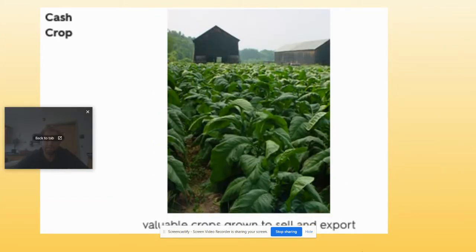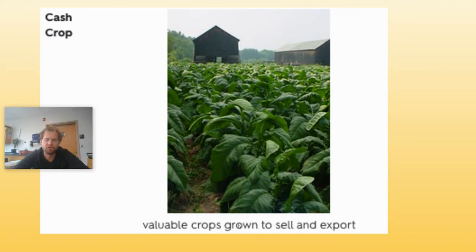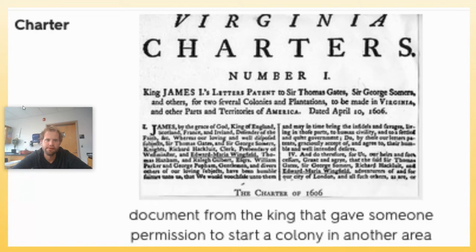Cash crop. A cash crop is valuable crops grown to sell and export. At the time of the colonies, the ones that we're looking at are indigo and tobacco and rice. Those are three of the big ones at the time. A cash crop is something that you could sell for lots of money. It doesn't cost very much to make, and then you can sell it for a lot of money.